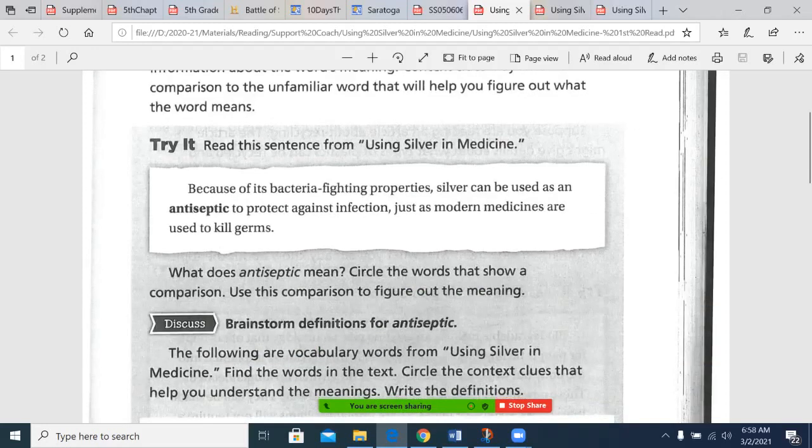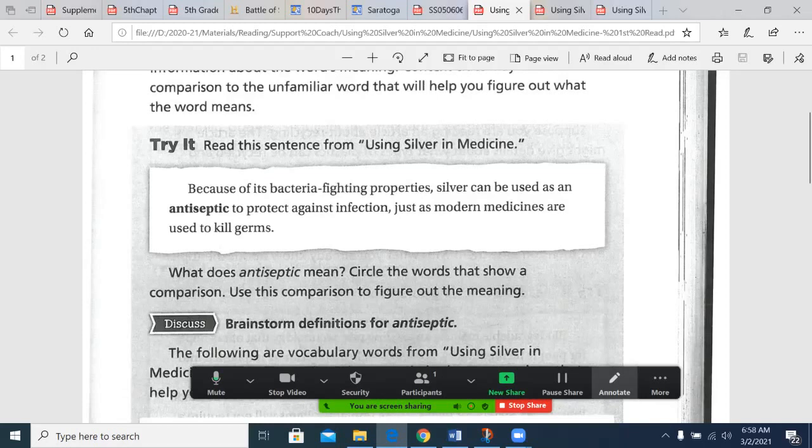For example, this sentence from Using Silver in Medicine. Because of its bacteria-fighting properties, silver can be used as an antiseptic to protect against infection, just as modern medicines are used to kill germs. What does antiseptic mean? Circle the words that show a comparison.